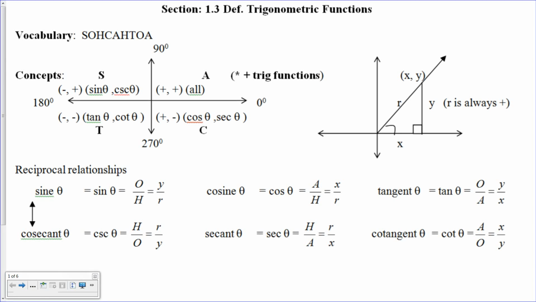Section 1.3, definitions of the 6 trig functions. At this point, you should remember that you have the sine, cosine, and tangent from geometry class. The sine, by definition, is opposite over hypotenuse, cosine adjacent over hypotenuse, tangent opposite over adjacent. And so, by using SOHCAHTOA, it's a shortcut in solving for the trig functions of a certain angle.